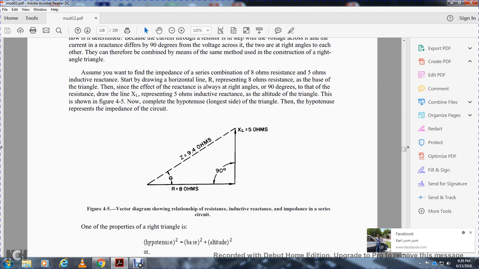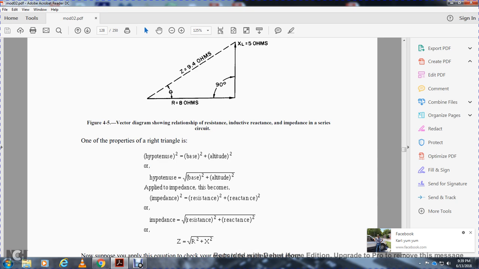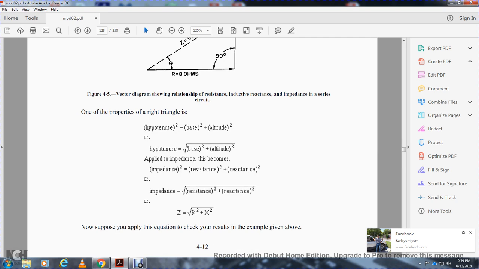So your hypotenuse would be the resistance of 8 ohms and your inductive reactance. This vertical diagram shows the relationship of the resistance, inductive reactance, and impedance of the series circuit. In a right triangle, the hypotenuse squared equals the base squared plus the altitude squared, or the hypotenuse equals the square root of the base squared plus the altitude squared. Applied to impedance, the impedance squared equals the resistance squared plus the reactance squared, or impedance is equal to the square root of resistance squared plus the reactance squared.